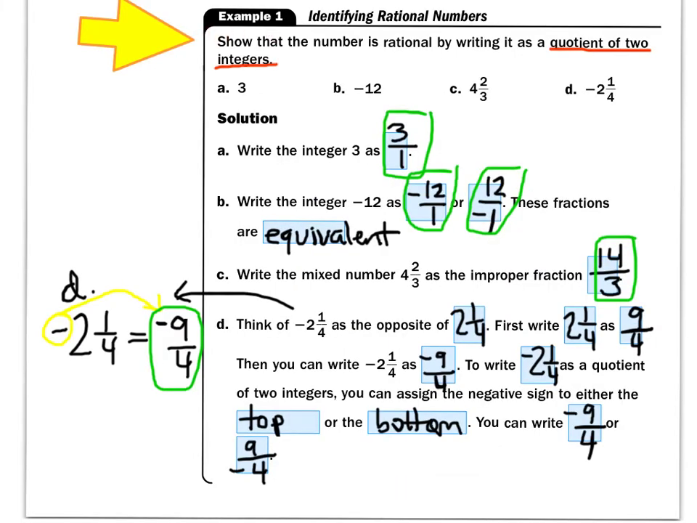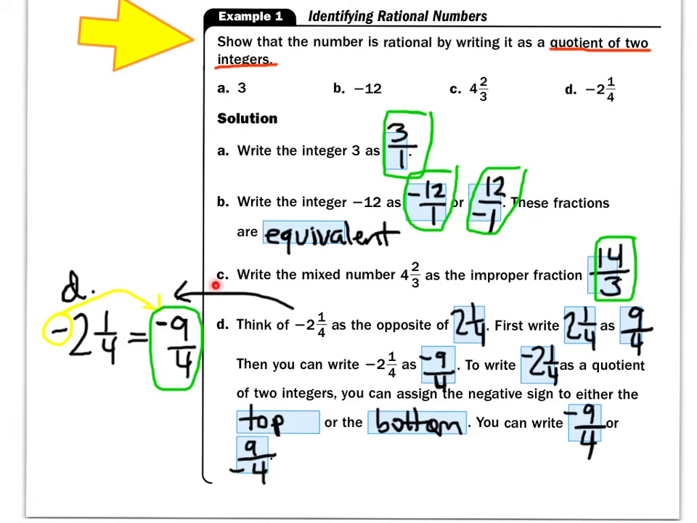Okay, look at example 1 with me, identifying rational numbers. Show that the number is rational by writing it as a quotient of 2 integers. So look at A. They want us to write the integer 3 as, well, we can make any integer look like a fraction by putting it over 1. So 3 over 1, we wrote it as a fraction. That means it's rational. Take a look at B, negative 12. We could also write negative 12 as a fraction. Negative 12 over 1. Or you could write it as positive 12 over negative 1. These fractions are equivalent. And remember, anytime you write a number as a fraction, it is, by definition, rational.